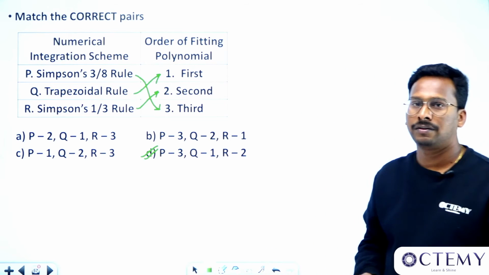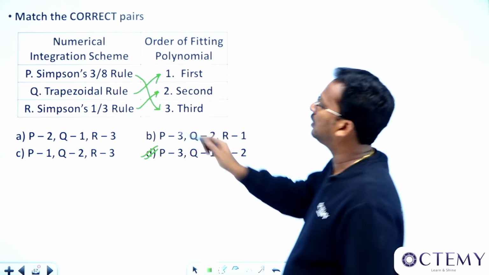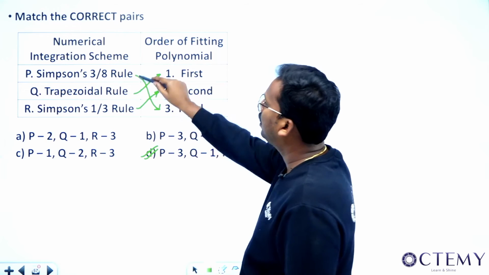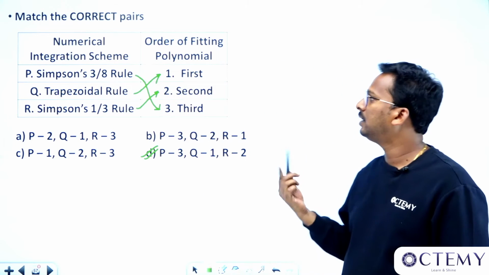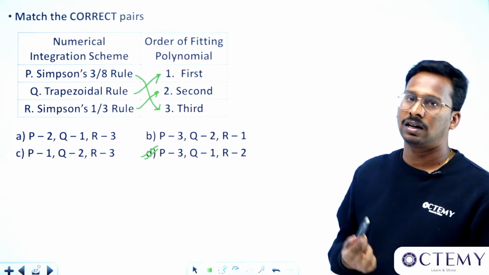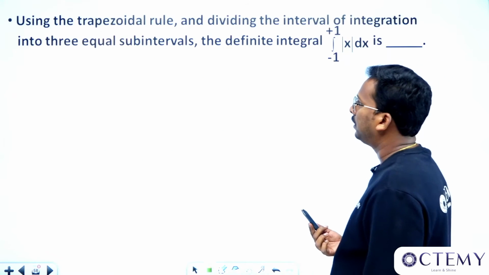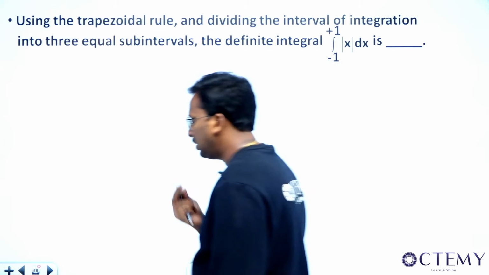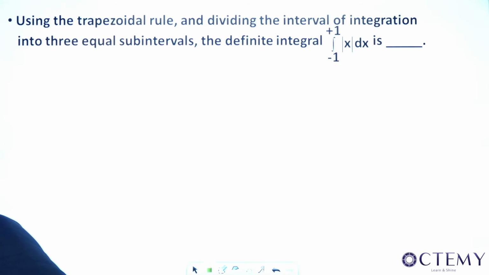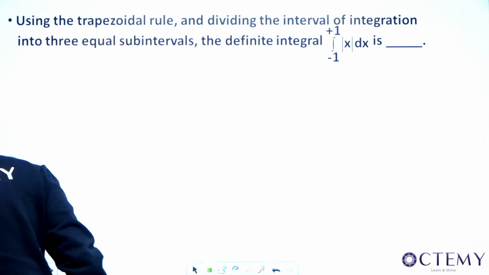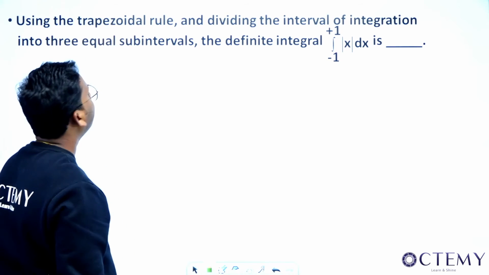The fitting curve, I have shown you in the explanation for trapezoidal and Simpson's 1/3. I have not shown it for 3/8, but remember, for 3/8 we fit the curve as a third order curve, right? Very good, sir. Let me go to the next question. See what he is asking in the next question. The next question is something like this. See, sir, he is asking you, using the trapezoidal rule.